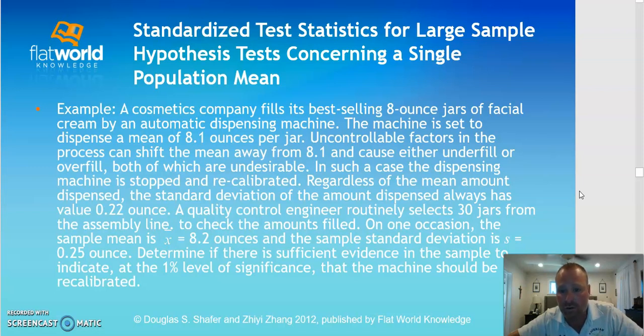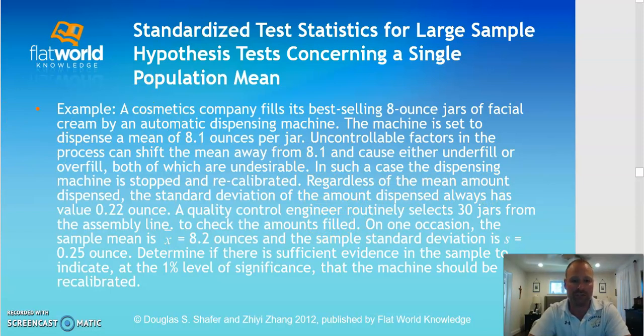A quality control engineer routinely selects 30 jars. So this is, remember, we're taking a sample, and they do this all the time. They're doing this over and over again, selecting 30 jars here, selecting 30 jars here, selecting 30 jars here, to check the amounts filled. On one occasion, the sample mean is 8.2 ounces, and the sample standard deviation is 0.25 ounce. Determine if there is significant evidence in the sample to indicate at the 1% level of significance that the machine should be recalibrated. Okay?